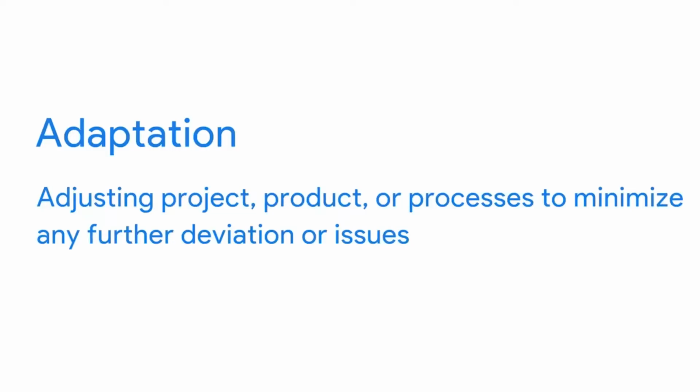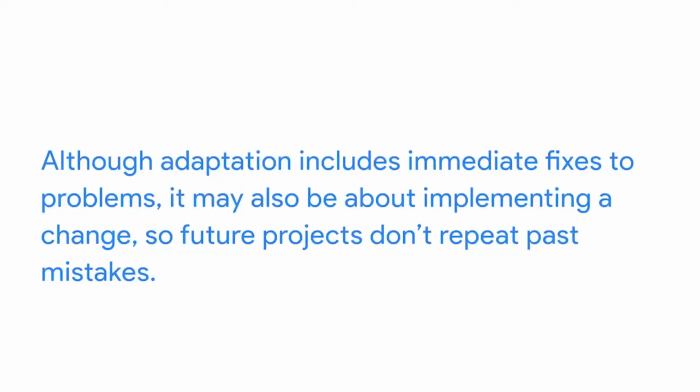Adaptation means that we're continuously searching for ways to adjust our project, product, or processes to minimize any further deviation or issues. In Scrum, and in Agile as a whole for that matter, we embrace change so that we are always improving. So when we adapt, we change aspects that do not work or could be better. Transparency and inspection give Scrum teams the information and opportunity they need to identify improvements or changes. Although adaptation includes immediate fixes to problems, it may also be about implementing a change so future projects don't repeat past mistakes. Now you know the 3 pillars that act as a foundation to Scrum: transparency, inspection, and adaptation.